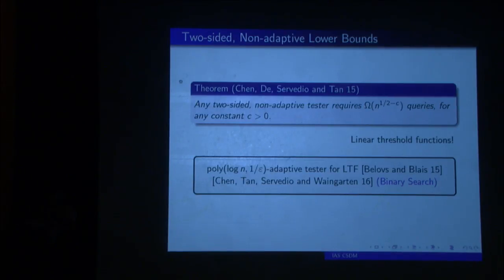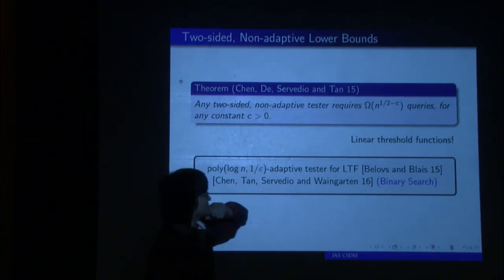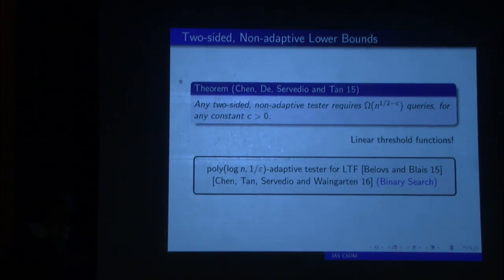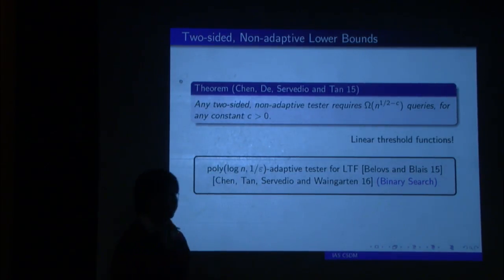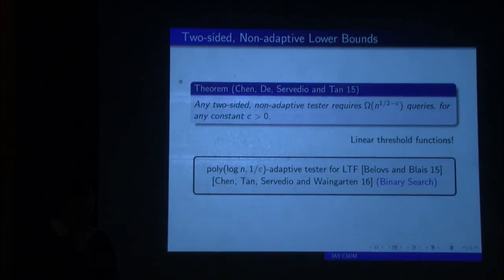So then we had this result about two-sided non-adaptive testers, which basically says even if you allow the tester to be two-sided, you still need roughly root n queries. Okay, it's not all the way to root n, but almost. And it turns out that the functions we use are very simple functions. They're linear threshold functions. But these functions will never give you any reasonably good lower bound for the adaptive model, because the binary search thing works again for these functions, and you can get a very good tester for LTFs. By this, I just mean, if your function is promised to be an LTF, the problem is much easier.